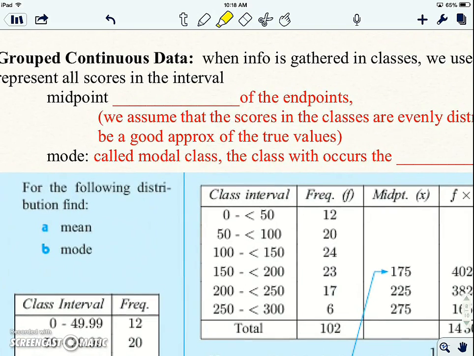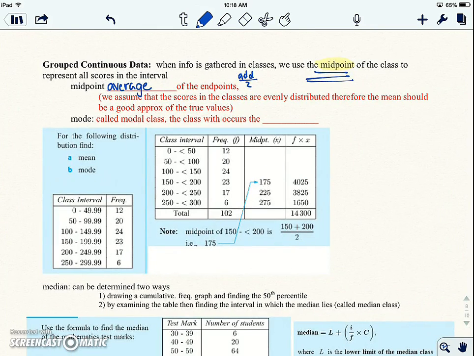Okay, the midpoint is the average of the endpoints. So basically we add them up and divide by 2. So if you had endpoints, we'd add and divide by 2. Okay, we have to assume the scores in the classes are evenly distributed, therefore the mean should be a good approximation of the true values. We'll talk about that in class. Okay, the mode, called the modal class, is the class which occurs the most.